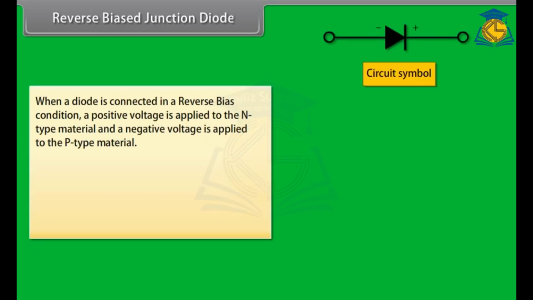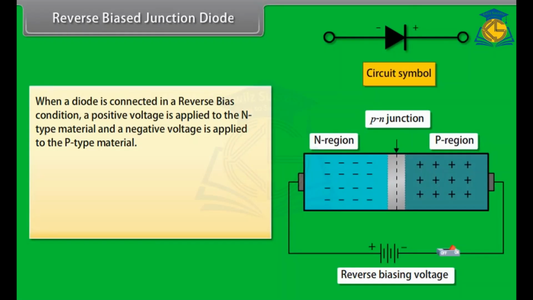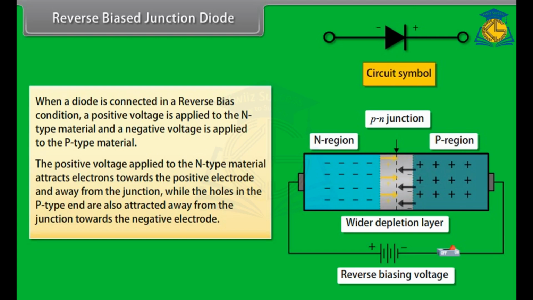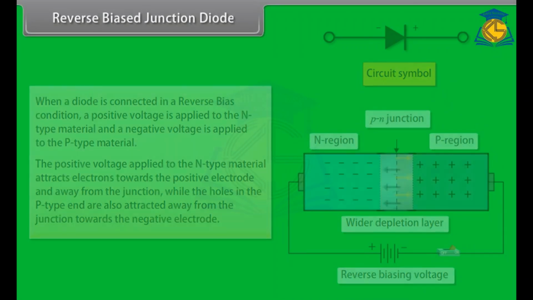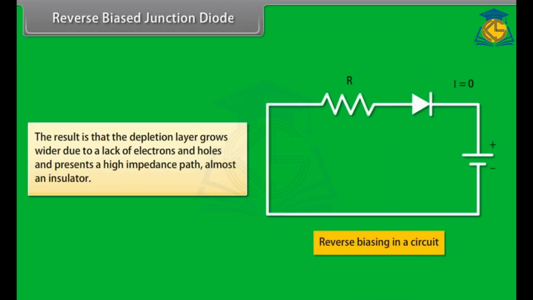When a diode is connected in a reverse bias condition, a positive voltage is applied to the n-type material and a negative voltage is applied to the p-type material. The positive voltage applied to the n-type material attracts electrons towards the positive electrode and away from the junction, while the holes in the p-type end are also attracted away from the junction towards the negative electrode. The result is that the depletion layer grows wider due to a lack of electrons and holes and presents a high impedance path, almost an insulator.